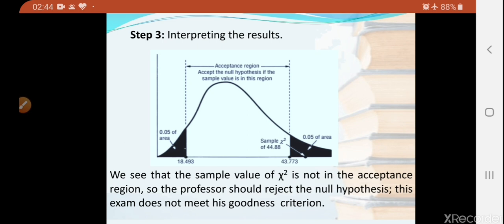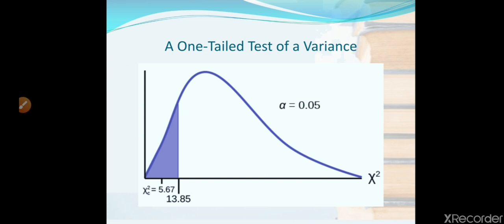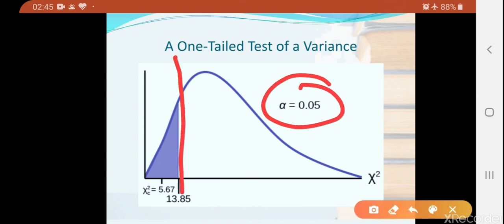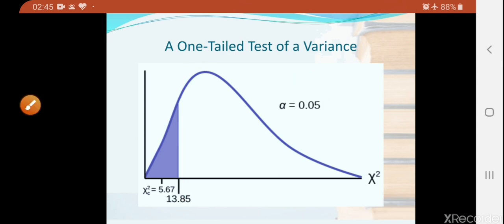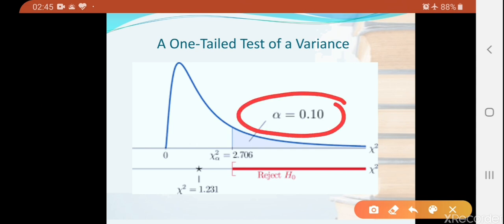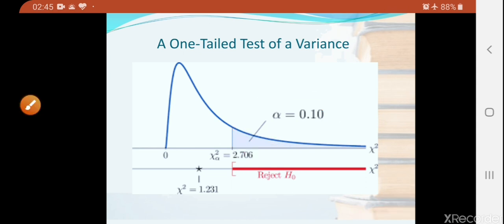So this is how we do the two-tailed test. Next comes the one-tailed test of a variance. In one-tailed we can have a lower curve or a left-tailed test, in which whatever is the level of significance, the whole area would be on one side only. Similarly, for upper tail test or right-tailed test, whatever is the level of significance, the whole area would be on that side. So this whole area would be the rejection region and on the other side would be the acceptance region.